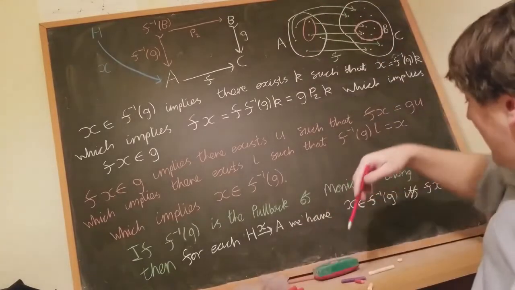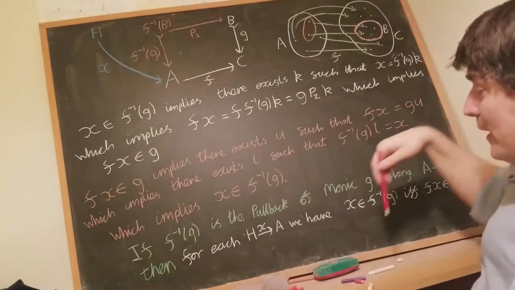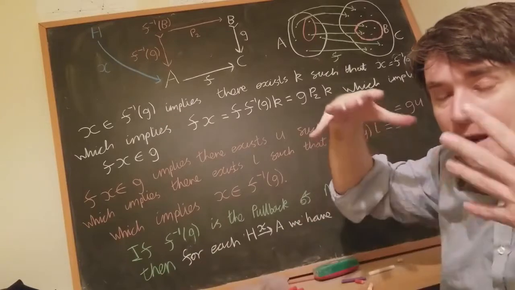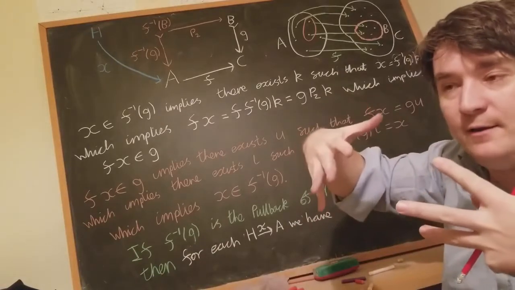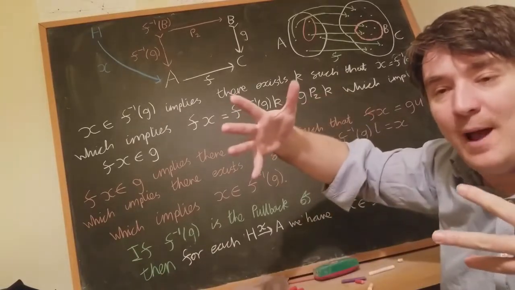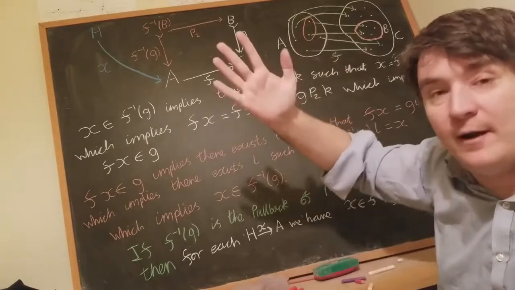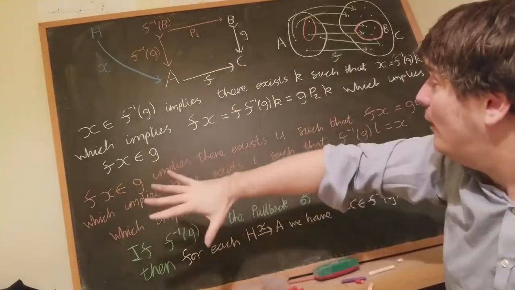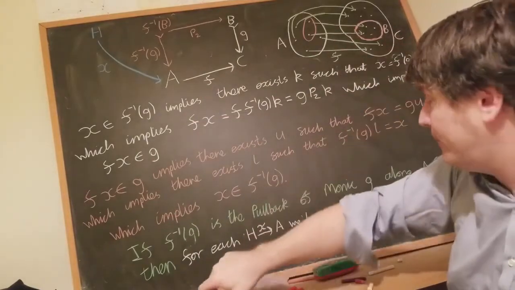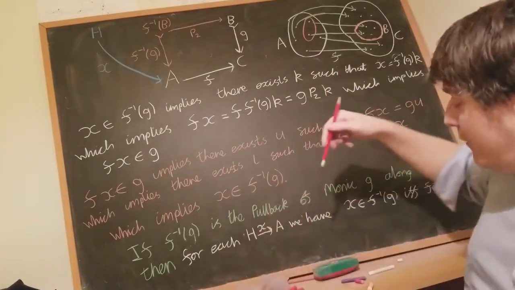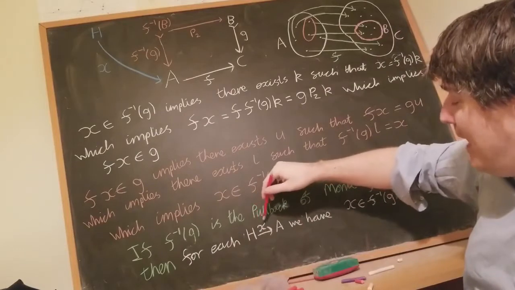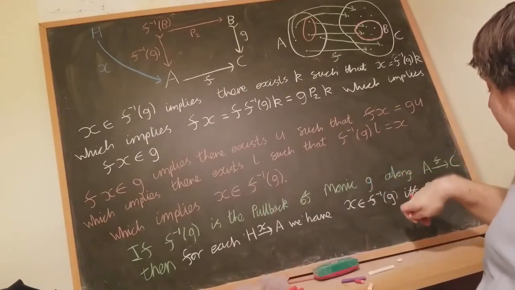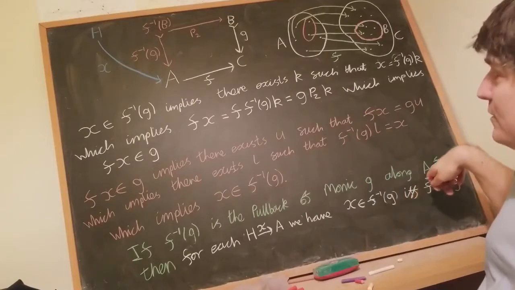So this is quite a nice claim because it really lets us understand this idea of inverse images in a much more arrow-centric way and in a very general way that applies to all sorts of monics. So what's the proof of this then? Well, we want to show for a general arrow H from X to A, that X is in F to the minus one of G if and only if F after X is in G.